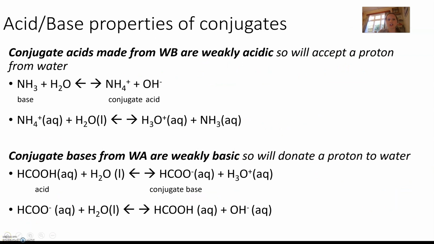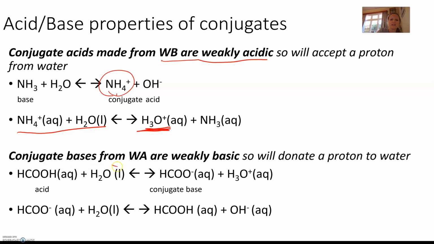Okay, so conjugates of acid-base pairs. Now, we've been through this in the standard level stuff, but it is just so important. Conjugate acids that are made from weak bases are weakly acidic. Okay, so here's your weak base. The conjugate acid ammonium is weakly acidic. That means that ammonium ion will react with water to a small extent, but still react with water and produce hydronium ions, which is why it's weakly acidic.